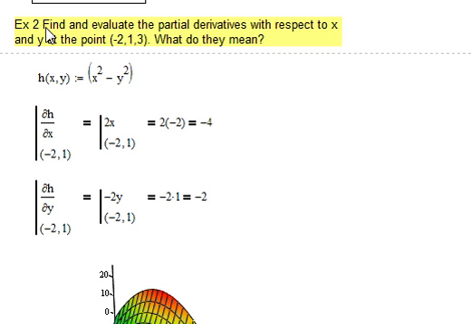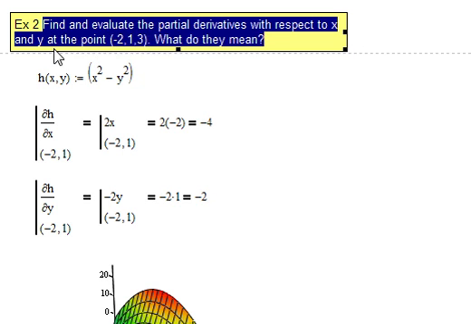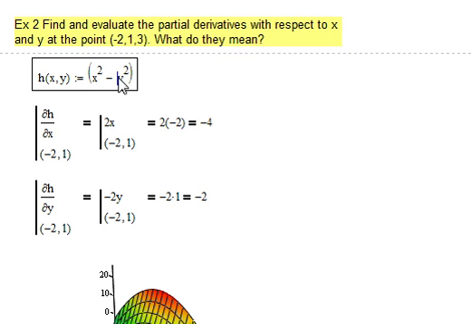So here's a fairly easy one. It says find and evaluate the partial derivatives with respect to x and y at the point x is -2, y is 1, z is 3, and then what do they mean? And our function is given as h of x y equals x squared minus y squared, and we want the partial derivatives.